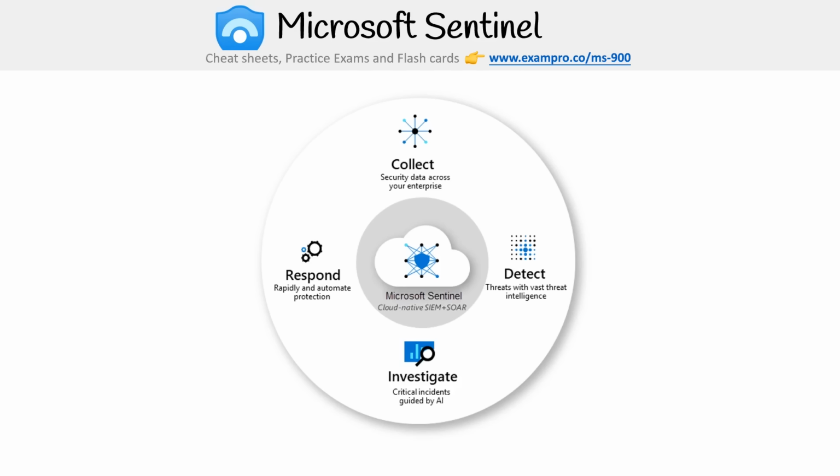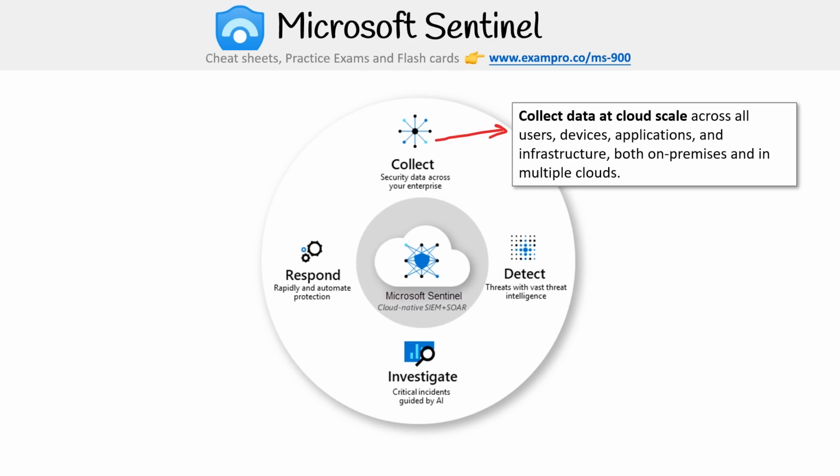So here's a big wheel that Microsoft Sentinel likes to use to describe it. And what's cool about this offering is it's both a SIEM and a SOAR, so you don't have to have two separate services. Starting off with collect. So collect data at cloud scale across all users, devices, applications, and infrastructure, both on-premise and in multiple clouds.